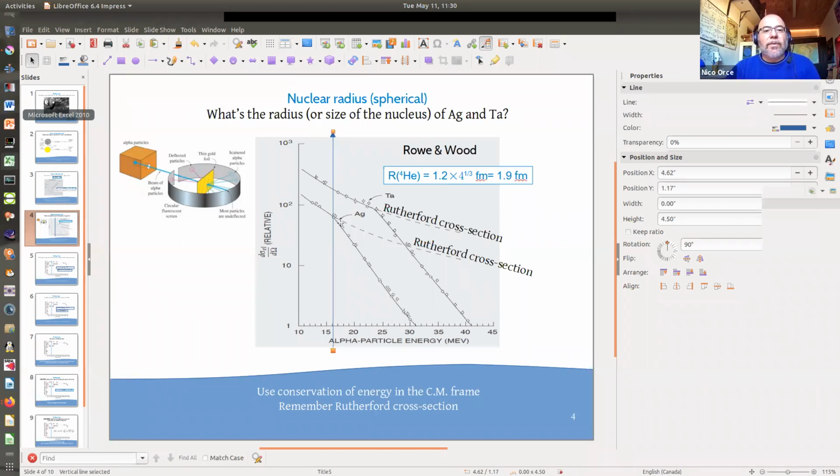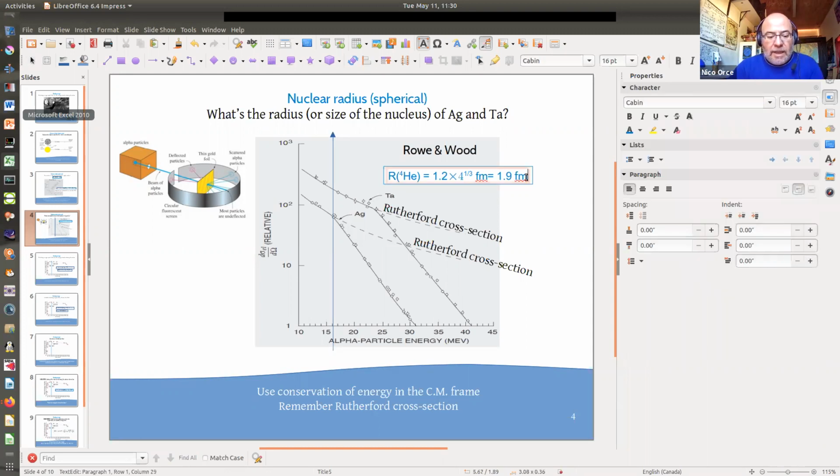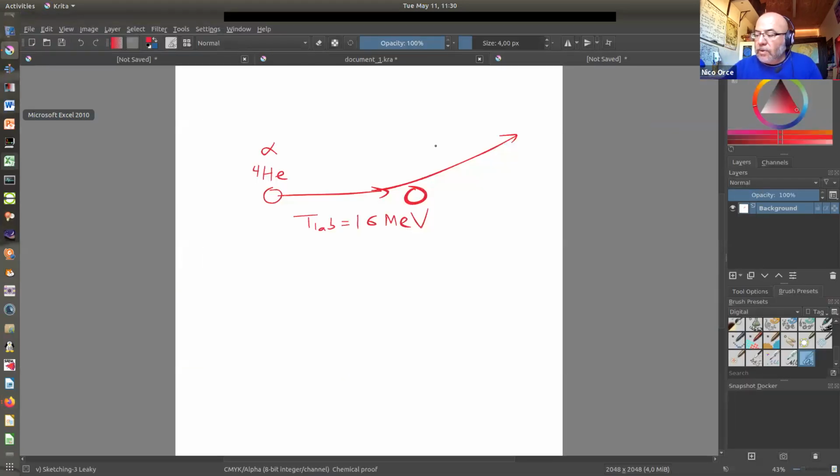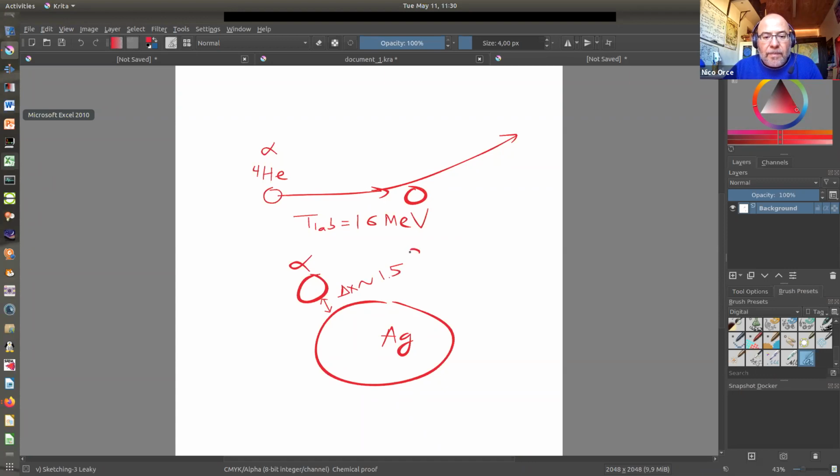So let's say that the range of the nuclear force, delta X, is equal to about 1.5 Fermi. Let's zoom in here. We have the silver and we have the alpha particle. If these two get close to each other by delta X, which we're going to calculate tomorrow, let's say 1.5 Fermi for the time being, then the nuclear force awakes.